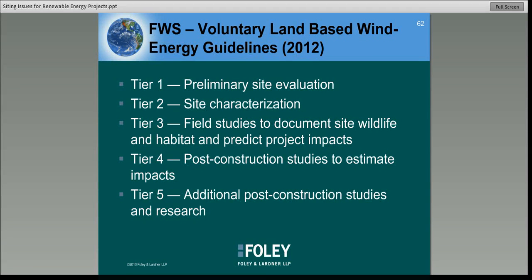The preliminary site evaluation, just to note, is a focus on the actual location. It is not at that point a focus on the size of the project. They really want the developers to focus on what habitats, what species, what special things are in that location of the project, and really analyze that before they start talking about the size.